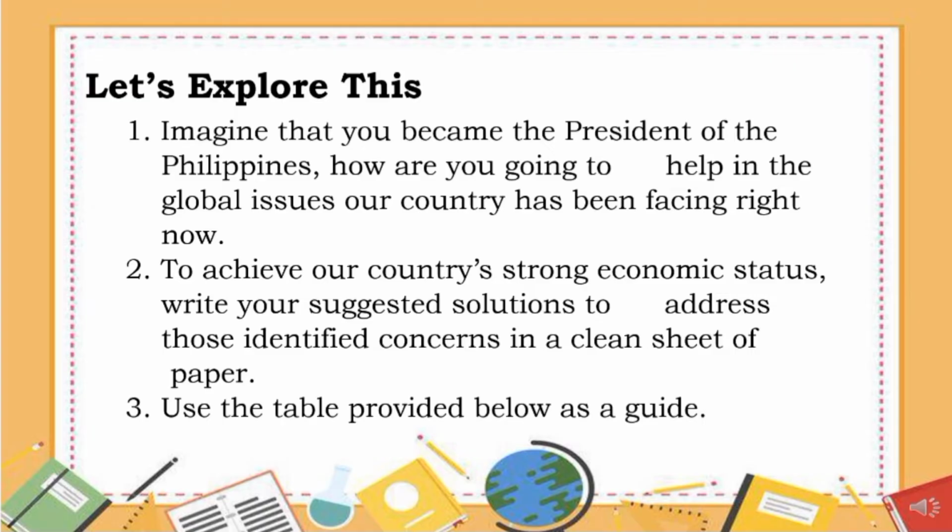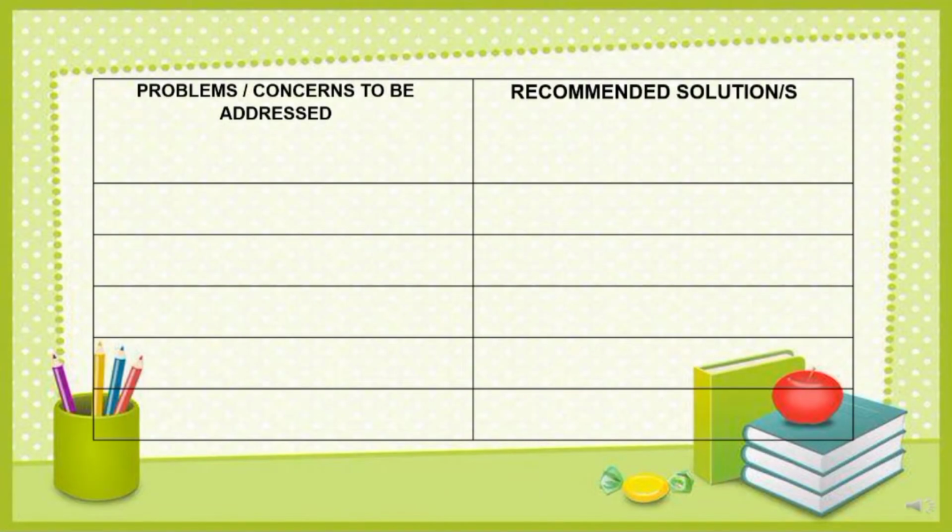For your Let's Explore This activity. Number 1. Imagine that you became the President of the Philippines. How are you going to help in the global issues our country has been facing right now? 2. To achieve our country's strong economic status, write your suggested solutions to address those identified concerns in a clean sheet of paper. And 3. Use the table provided below as a guide. Here is the table that will serve as your guide in doing the activity.